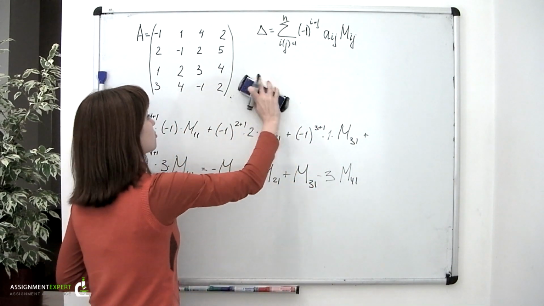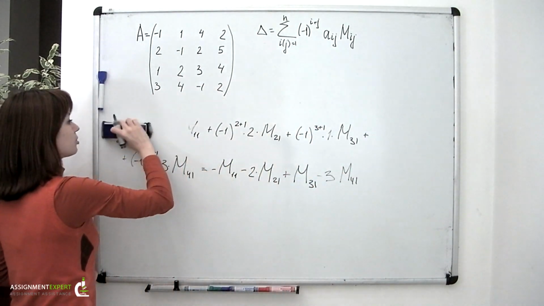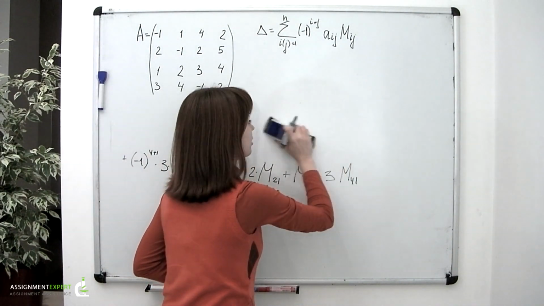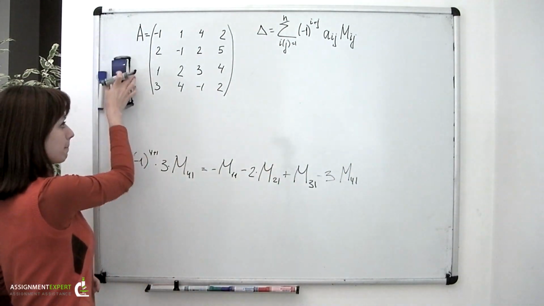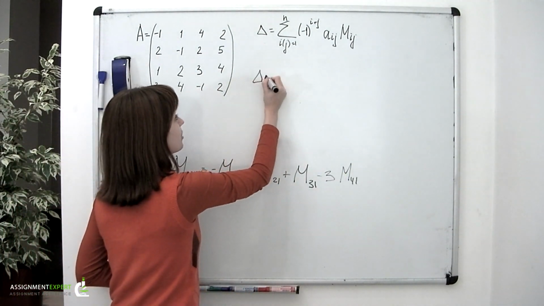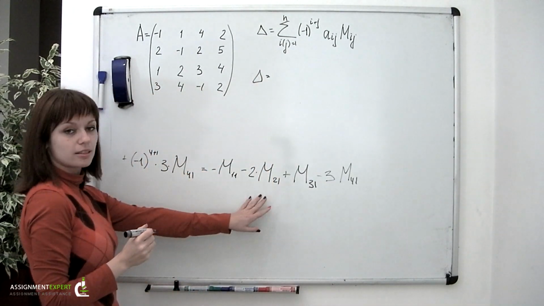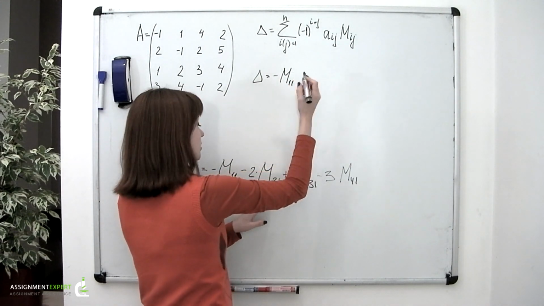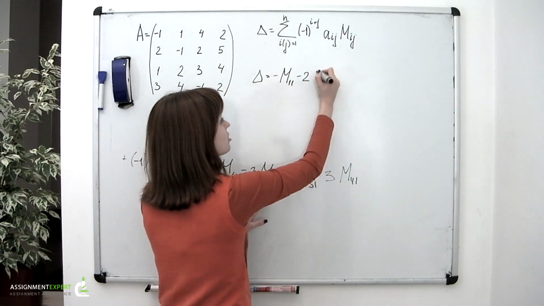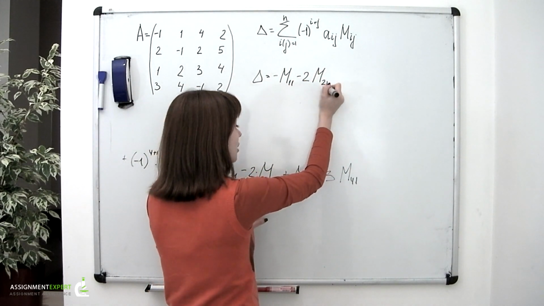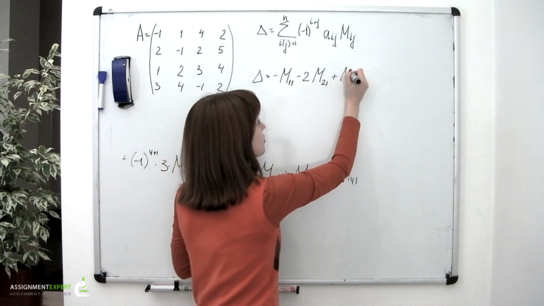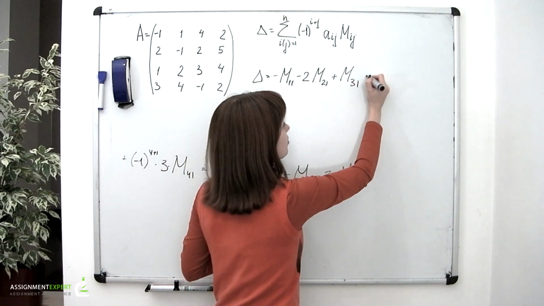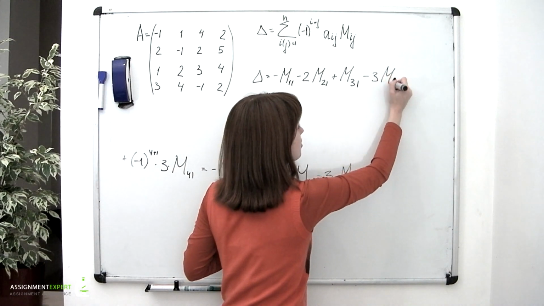I'll write down that formula separately so that we won't lose it or forget it. So the determinant of our matrix will be calculated by this formula: negative m sub 1,1 minus 2 times m sub 2,1 plus m sub 3,1 minus 3 times m sub 4,1.